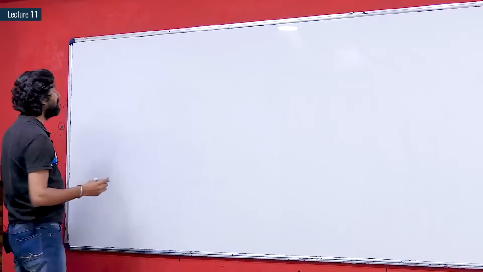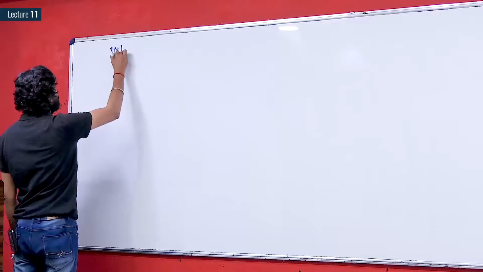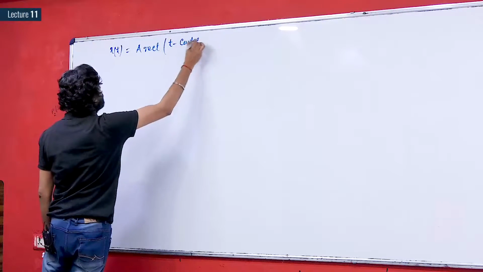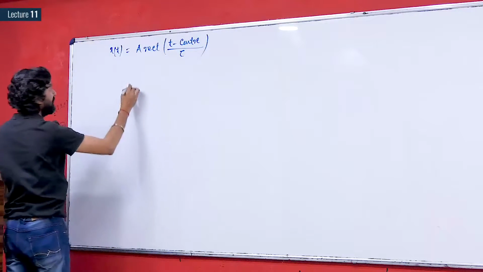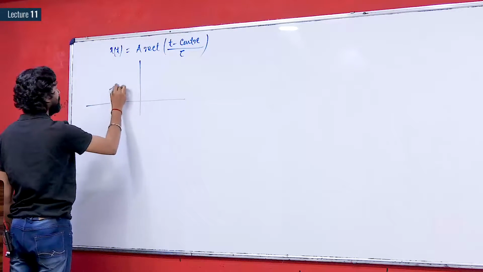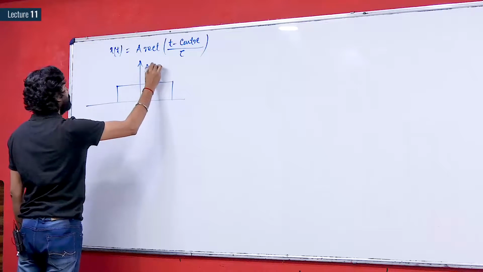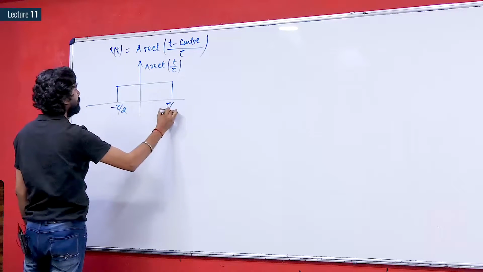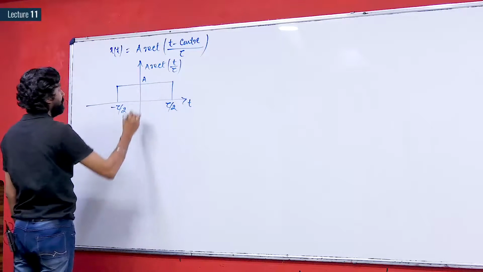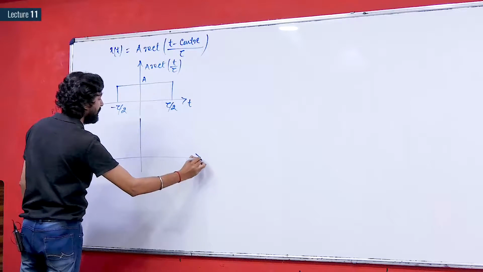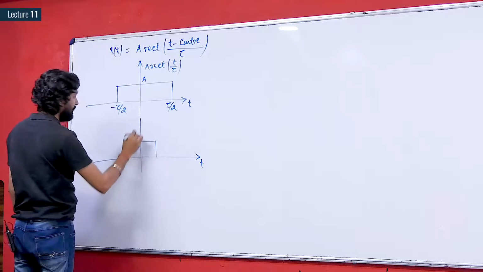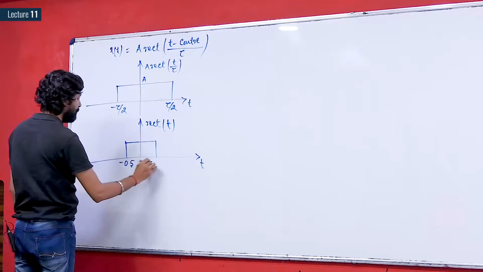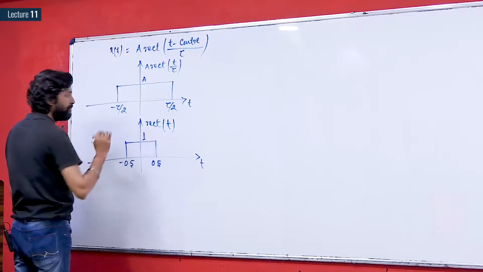So we have seen the standard representation of a rectangular function, given as x of t is a rectangle of t minus center upon tau. We have represented two functions. If the rectangle is centered at origin, then the representation is a rectangle of t upon tau, and you have represented this signal in between minus tau by 2 and plus tau by 2 with respect to t, having amplitude a. And if you substitute the values of a and tau to be 1, then you obtain the unit rectangular function. You have represented it as a rectangle of t existing in between minus 0.5 and plus 0.5 with amplitude 1. So we have seen this.